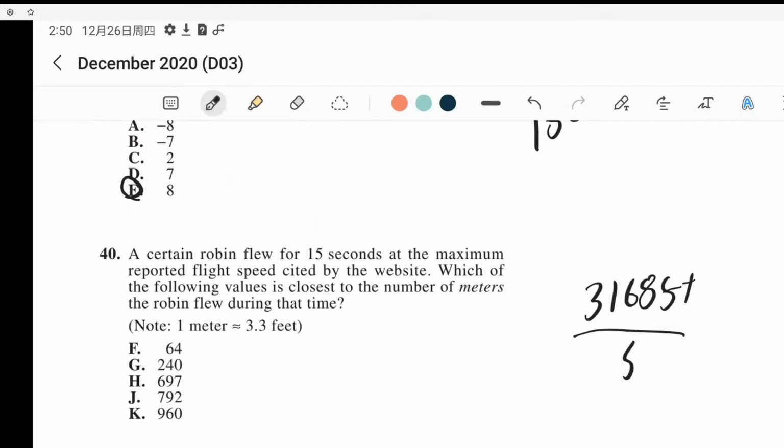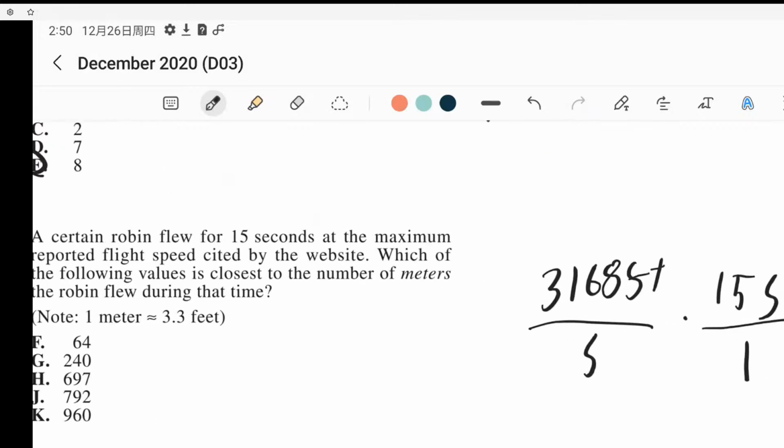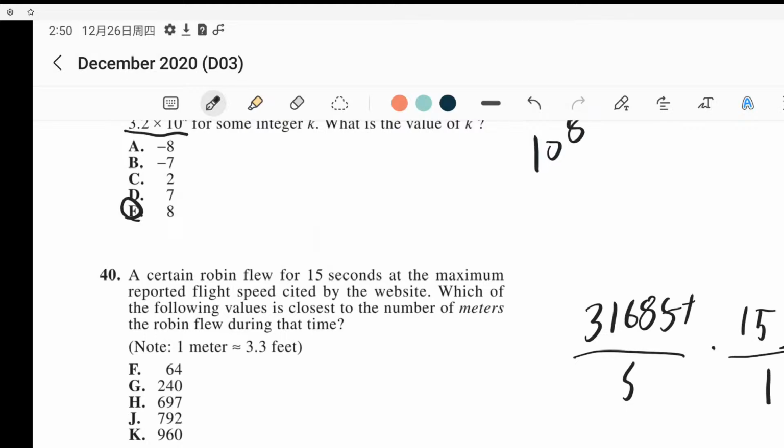So we want to convert feet to meters. And we also have 15 seconds. So we want to multiply this by 15 first. And then we have to convert this to meters. And it's given that 1 meter equals 3.3 feet. So ultimately what we do is we plug this in the calculator to solve for it. And I'm going to do that real quick because I do not want to calculate this in my brain. That would be a waste of your time during the ACT.